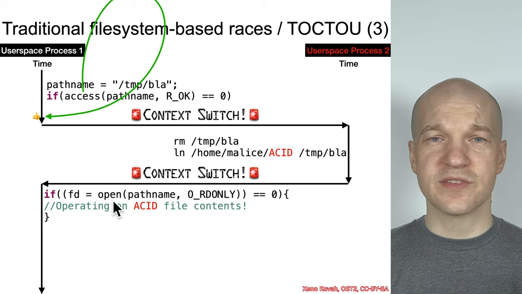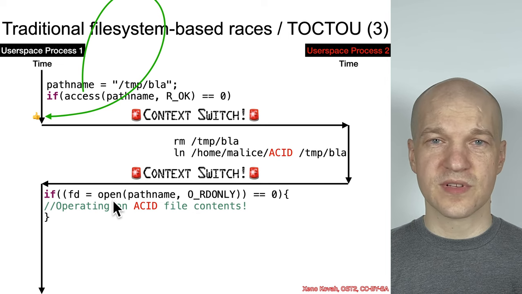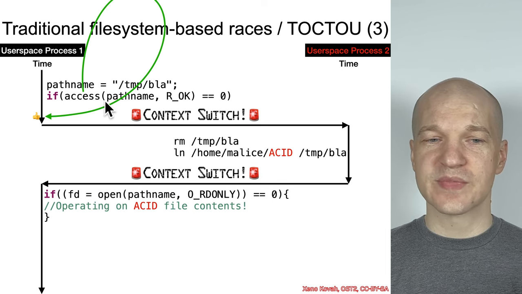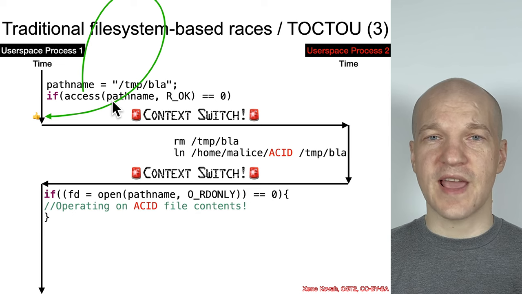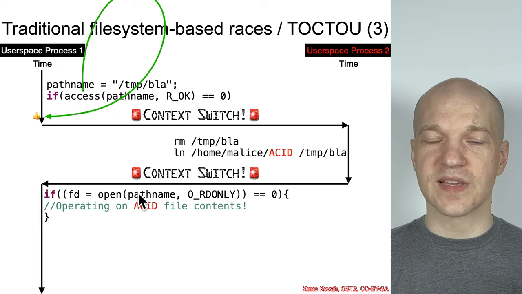So that's a file system time of check at access time and time of use at open time. In this particular case, you can see this isn't exactly the sort of double fetch vulnerability like we were talking about before, because in some sense the kernel just checks access permissions, which is not the same thing as opening and potentially reading from the file.